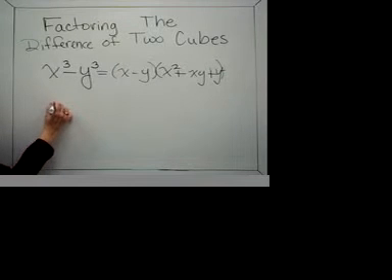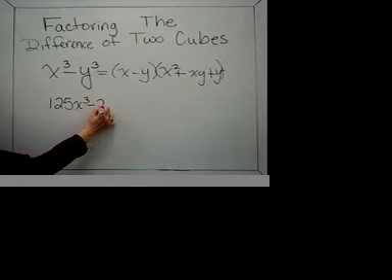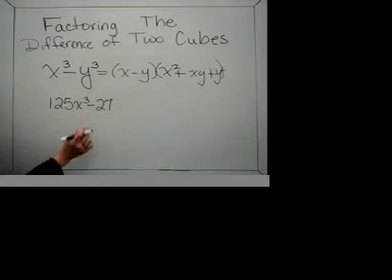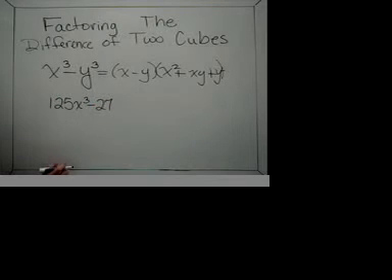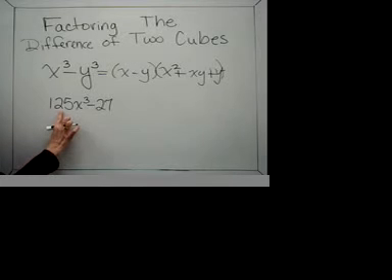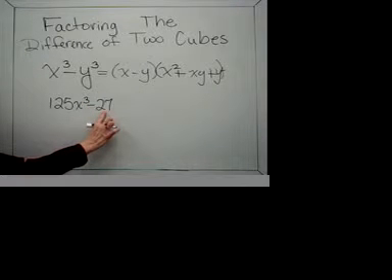Now for an example, what if we were factoring 125x to the third minus 27? Here I have two terms. There's no common factor all the way through. 125 is a perfect cube. It comes from 5 cubed. I have x cubed. And 27 is a perfect cube. It comes from 3 cubed.